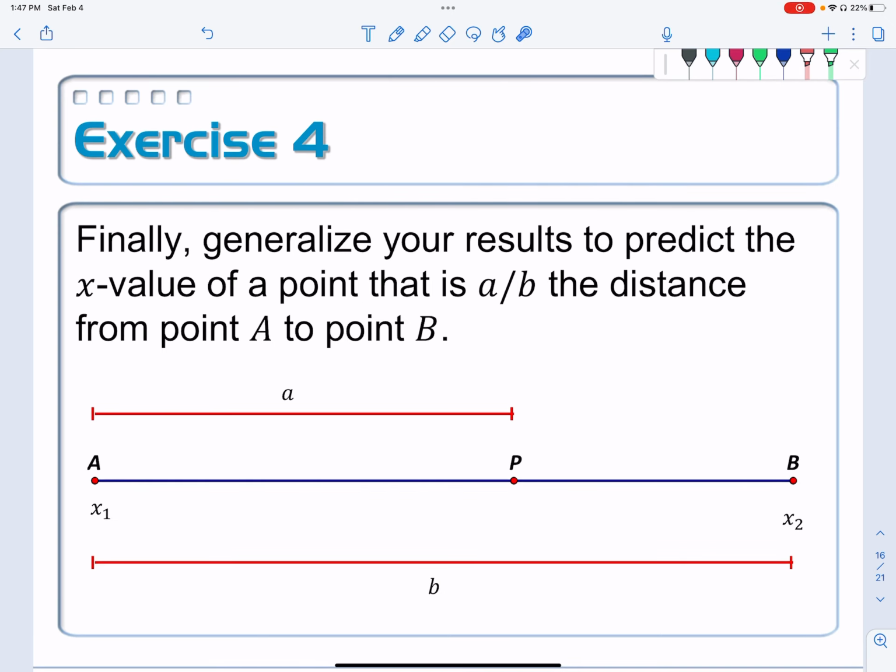So once again, I would like for you to see if you can do this on your own. So see if you can find the formula, basically, that's going to find the point P, which is a fractional distance A over B from point big A to big B.